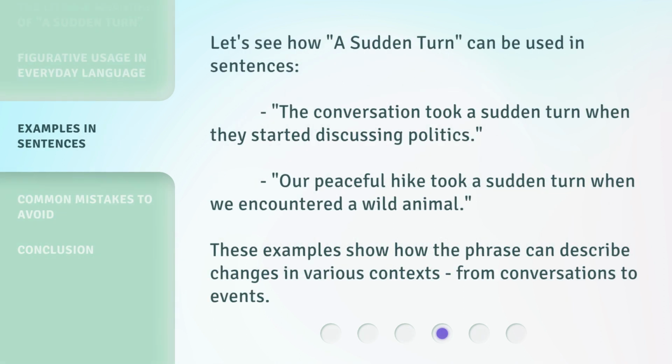Let's see how a sudden turn can be used in sentences. The conversation took a sudden turn when they started discussing politics. Our peaceful hike took a sudden turn when we encountered a wild animal. These examples show how the phrase can describe changes in various contexts, from conversations to events.